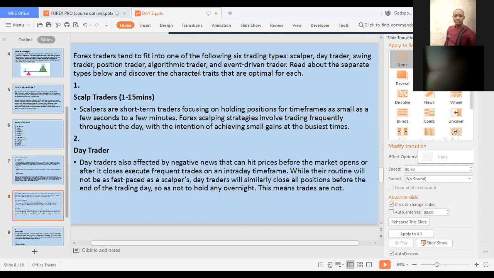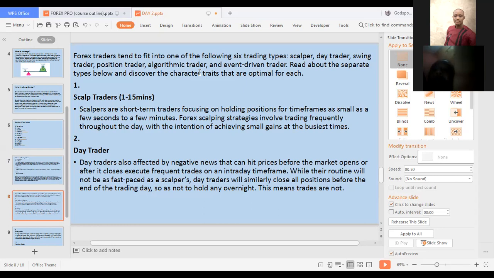We have 6 types of traders: scalp trader, day trader, swing trader, position trader, algorithmic trader, and event-driven trader. The first one I'll talk about here is scalp traders. Scalp traders are short-term traders focusing on holding positions for a short time frame, from a few minutes to a few seconds. That's who I am.